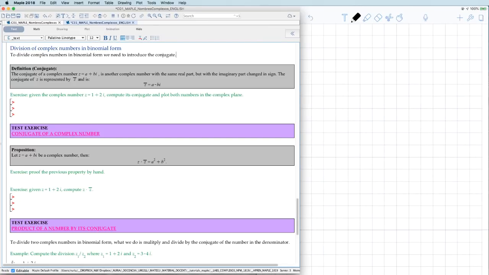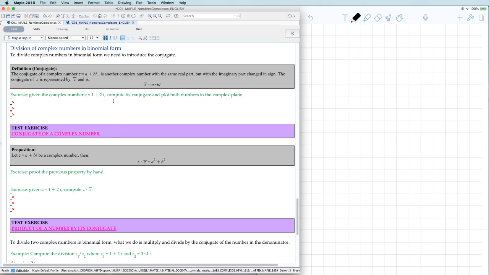And finally, let's see how to divide two complex numbers in binomial form. To divide complex numbers in binomial form, we need to introduce the conjugate of a complex number. So what's the definition of the conjugate? The conjugate of a complex number, which is written as a plus bi, is another complex number with the same real part, so a does not change, but with the imaginary part changing sign. So we have to change this sign here. The conjugate of z is represented by z bar, and z bar is equal to a, the real part is the same, minus bi, we change the sign of the imaginary part.